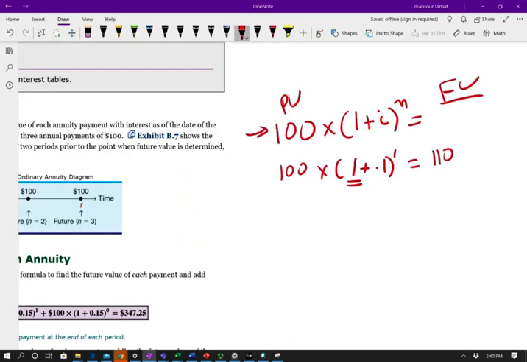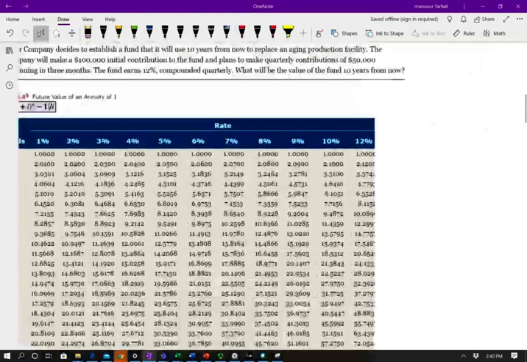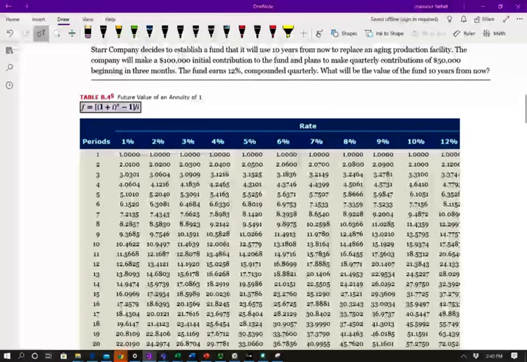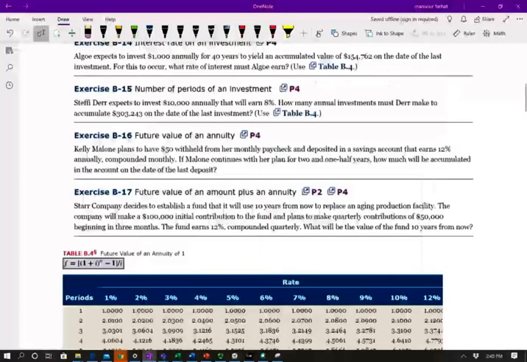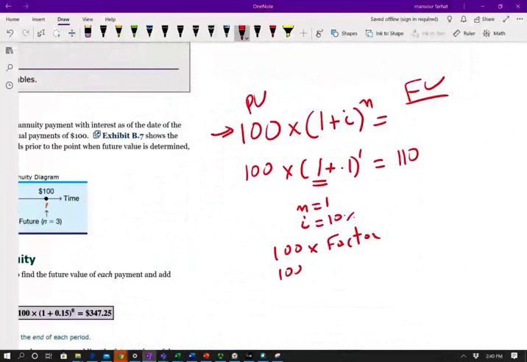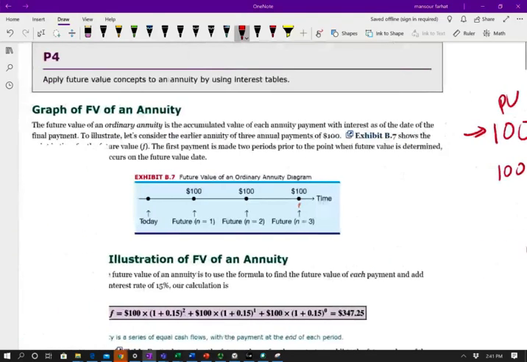So this is the formula, or you can go to the tables, n equal to 1, i equal to 10%, and take 100 multiplied by the factor. Let's go to the factor, the future value of 1 of a single amount, 10%, 1 period, 1.1. If we take 100 times the factor 1.1, it's going to give us $110. So this is what we learned in the previous session about the future value of a single amount.